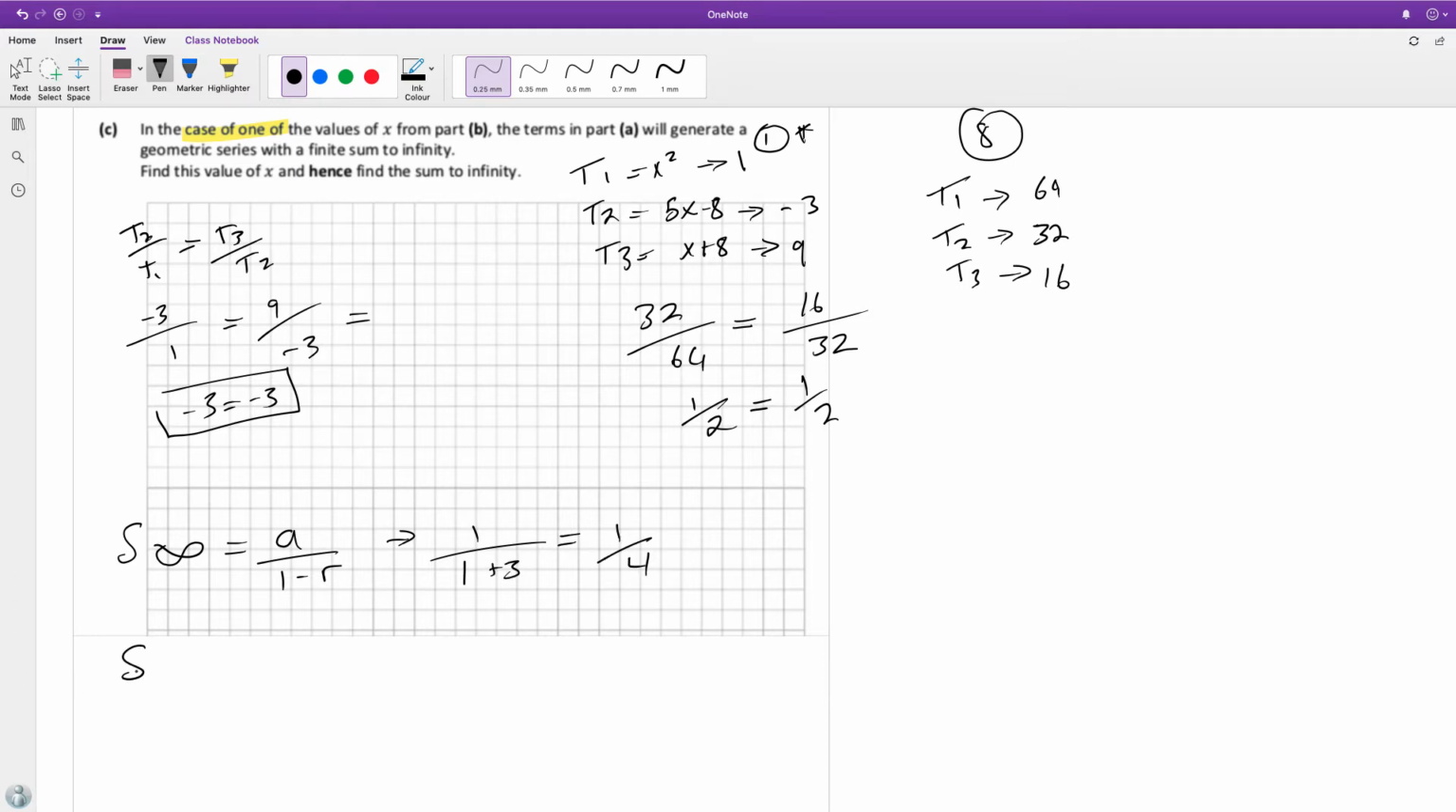What's the sum to infinity when it's 8? 64 over 1 minus, what's the common ratio? A half. 64 divided by 1 minus a half.